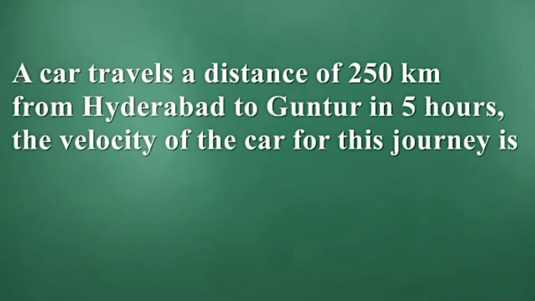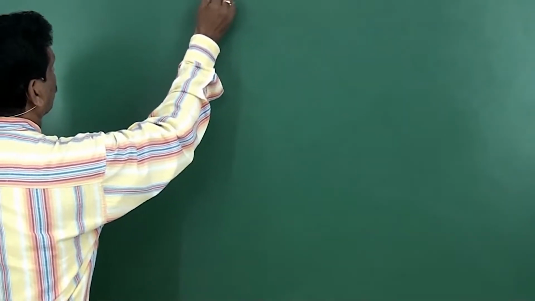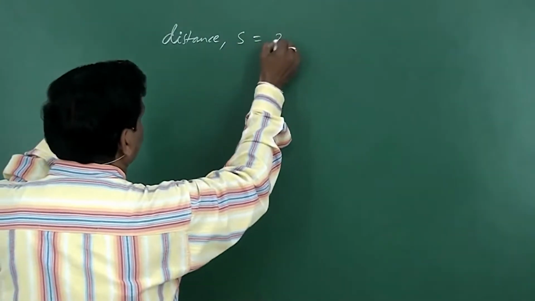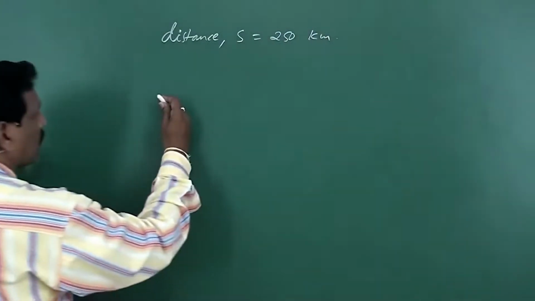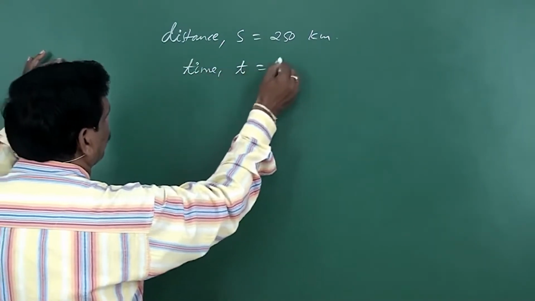Next problem. A car travels a distance of 250 km from Hyderabad to Guntur in 5 hours. The velocity of the car for this journey is... Here the car travels a distance of 250 km from Hyderabad to Guntur. So the distance between Hyderabad and Guntur is given as 250 km, and this distance is covered in a time of 5 hours.